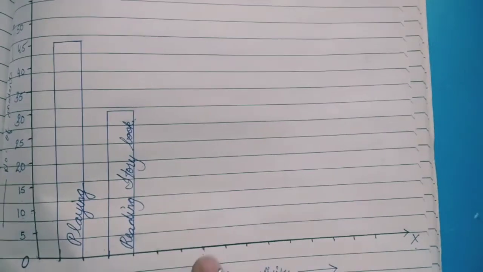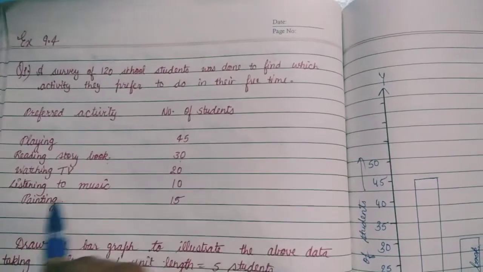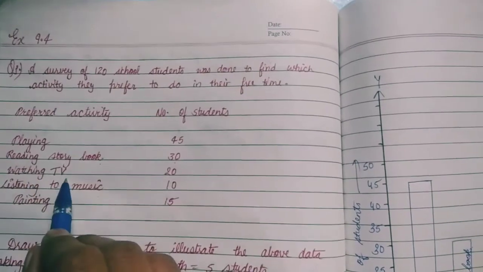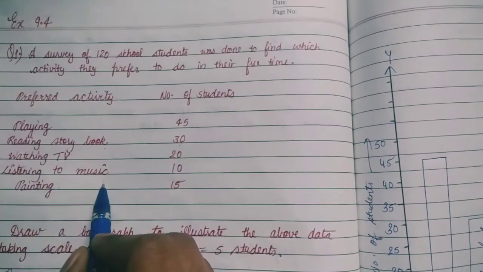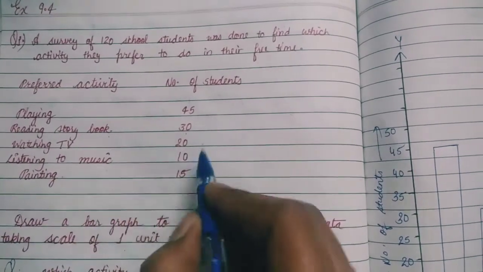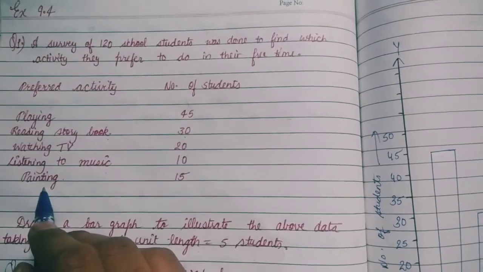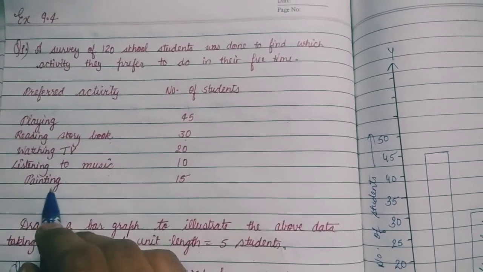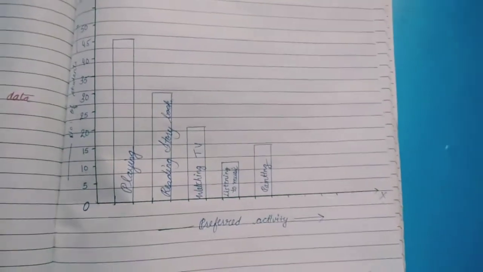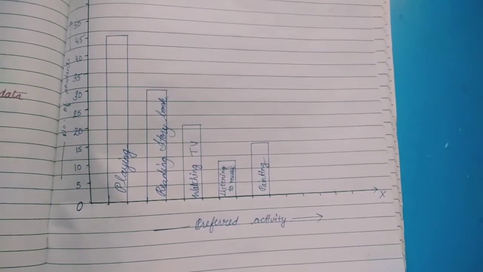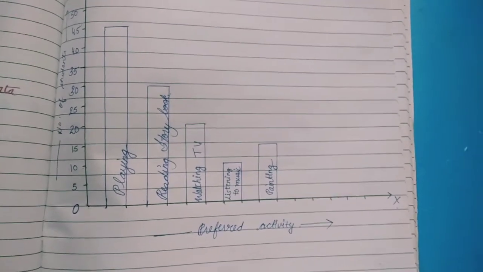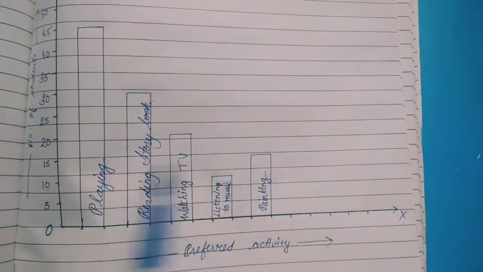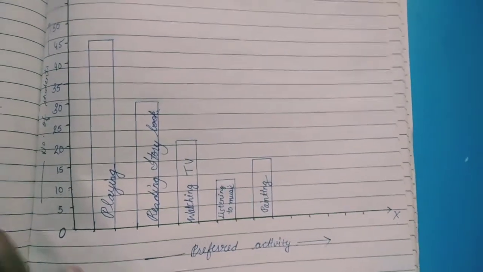In the same way we will draw for watching TV, listening to music, and painting. The watching TV bar top is in front of 20, listening to music top will be in front of 10, and the top of the painting bar will be in front of 15. As you can see, watching TV's top is in front of 20, listening to music's top is in front of 10, and painting's top is in front of 15. So here we completed the bar graph.